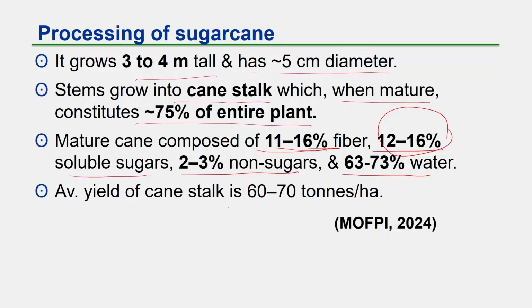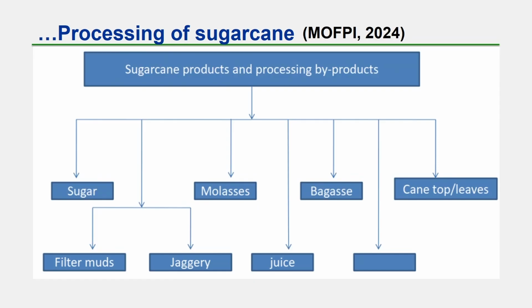Average yield of cane stock is 60 to 70 tons per hectare. Now, sugarcane products and processing byproducts. You can see a variety of products are there. The topmost product is sugar. Most of the sugar in India and the world is derived from sugarcane. The second important crop is sugar beet. Next come other products like filter mud, jaggery, etc.